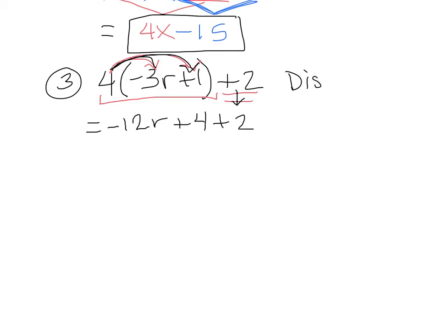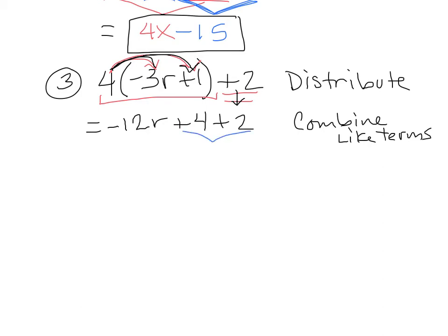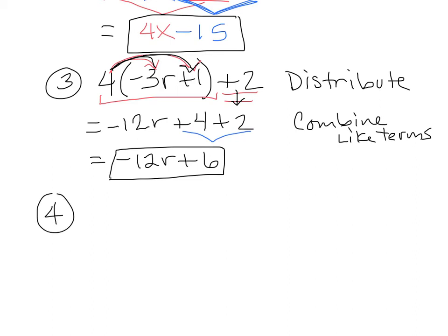So first we distribute, and then we combine like terms. In this example, our like terms are these constants here at the end, right? And so final answer, negative 12r, 4 plus 2 is positive 6. Okay, great. One more example.